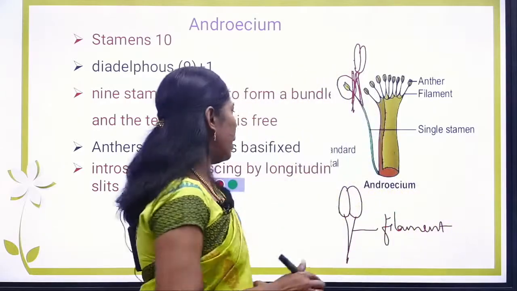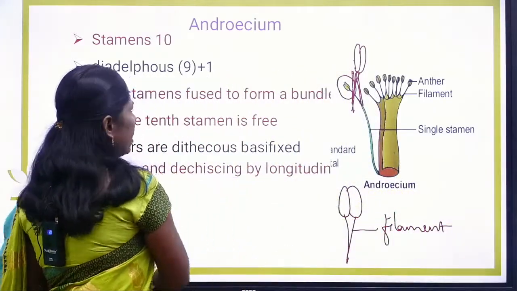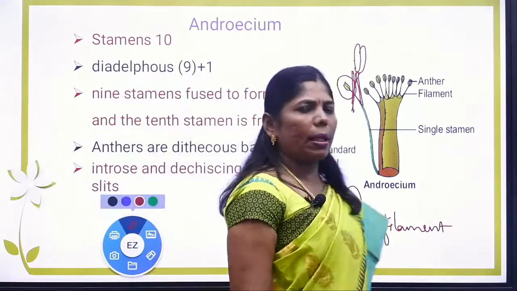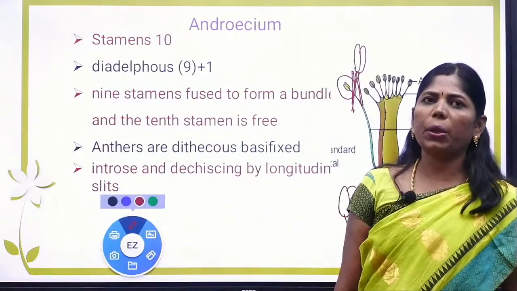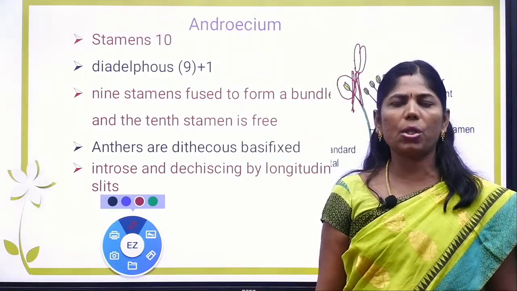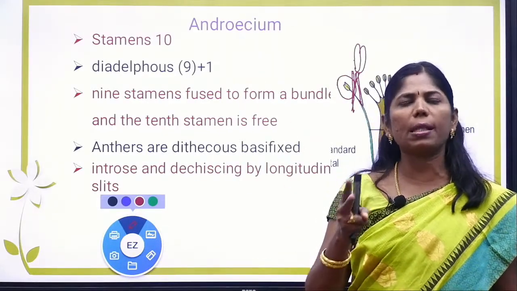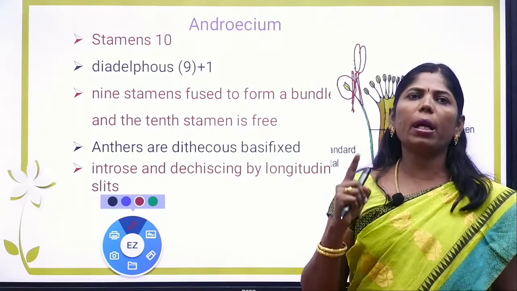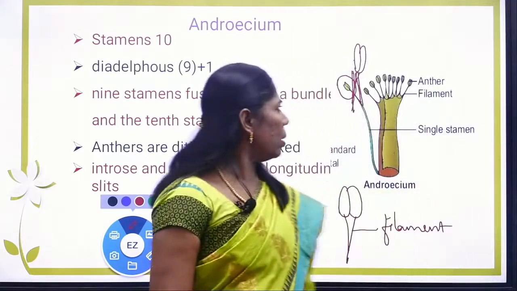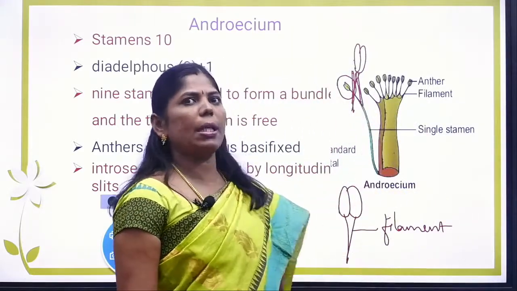Okay, introrse dehiscing. We can see the introrse dehiscing in the Clitoria ternatea. Okay, you can see once again. So androecium in Clitoria ternatea, it has here 10 stamens. Okay, it is a diadelphous condition. It means 2 bundles are present. So that is a 9+1 arrangement. 9 stamens are together and only 1 stamen is free.